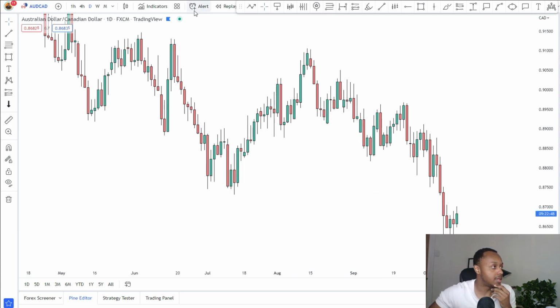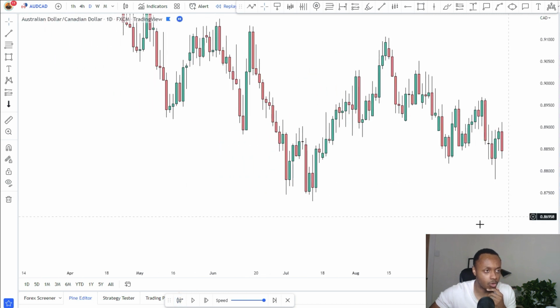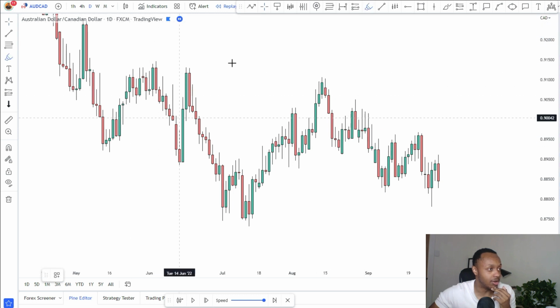So I believe the market was trading around about here when I was looking for my entry. You can see from a daily perspective, the market is bearish, with consistent lower lows and lower highs.